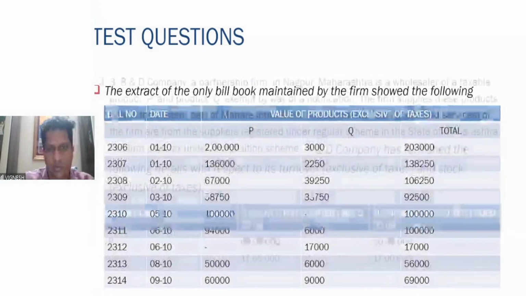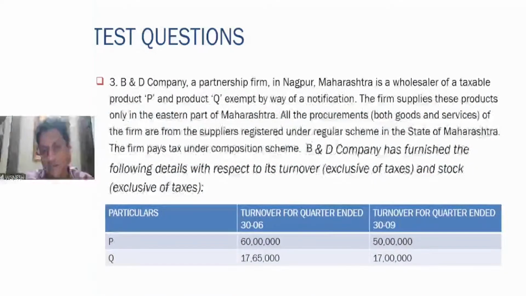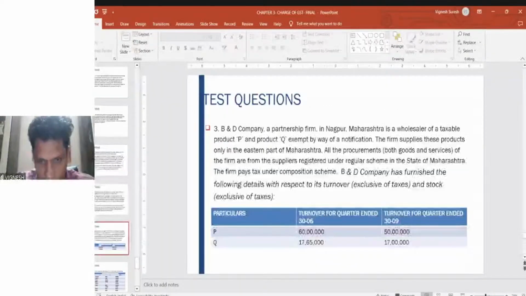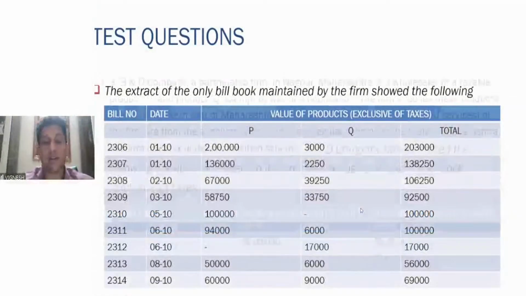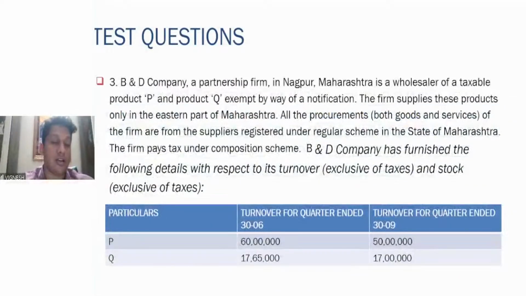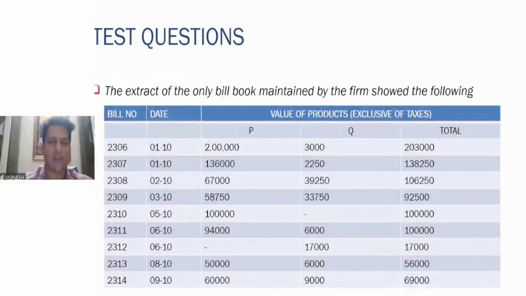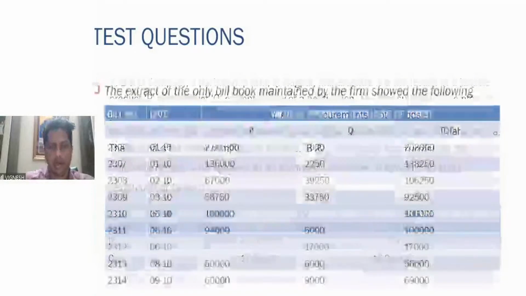So just go through this problem. Just make a note of all this. Then let's look at the solution. So fine, work out the turnover first. For calculating the turnover, you have to take the taxable and exempt both. After calculating the turnover, let us see what has to be done.